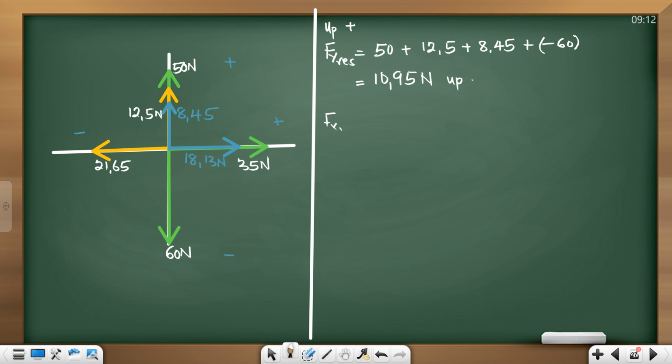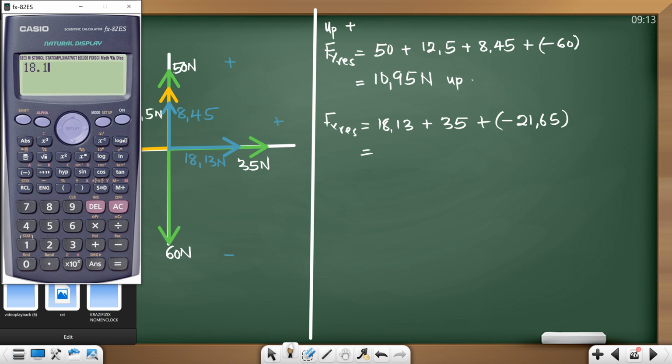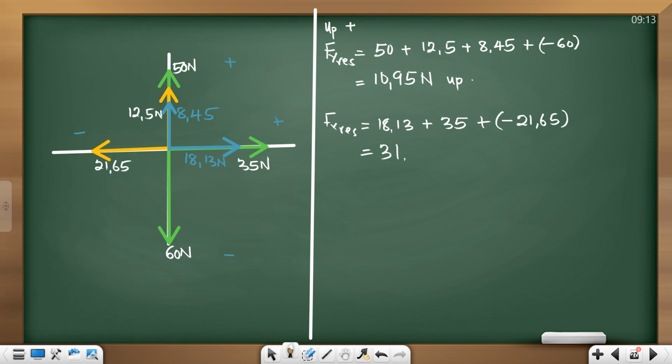All right. Fx resultant. I chose the right side as positive. So what do I have? 18,13 plus 35 plus negative 21,65. We get a calculator. 18,13 plus 35 minus 21,65. And what do we have? My answer is also positive, 31,48, which means it is to the right.